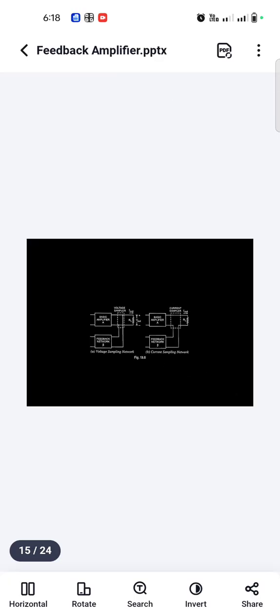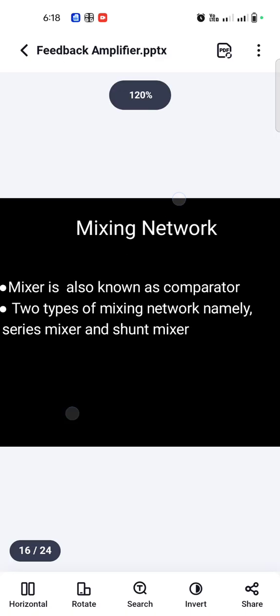Then the next one, the mixing network. The mixing network is otherwise called a comparator. What is the purpose of the mixer? It is used to mix part of the output signal with the input. The resulting signal is given to the amplifier. Actually, two types of mixing are there: series mixing and shunt mixing.